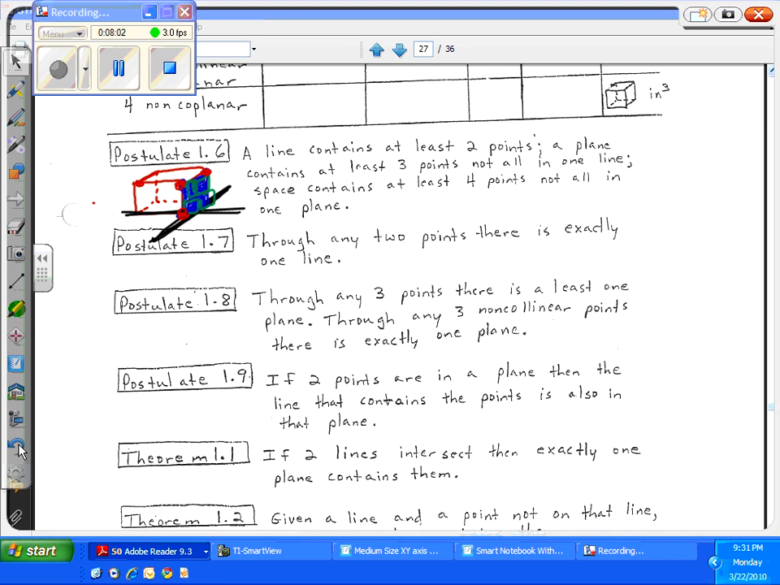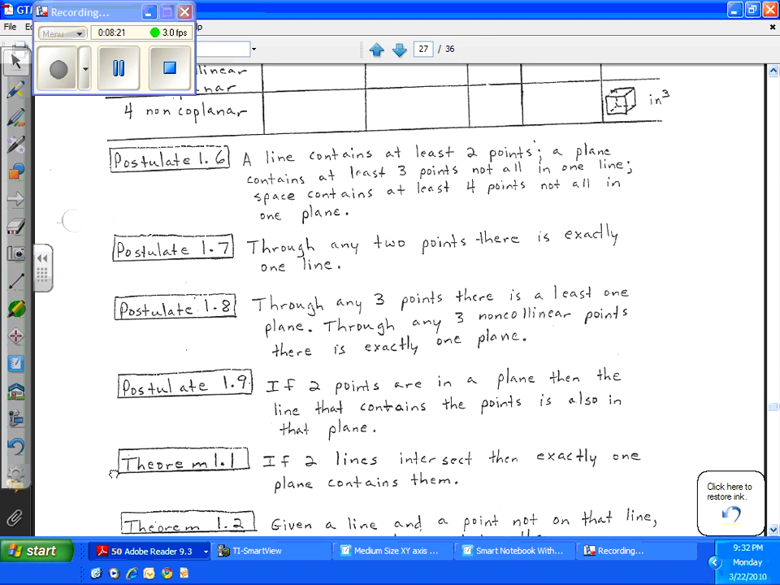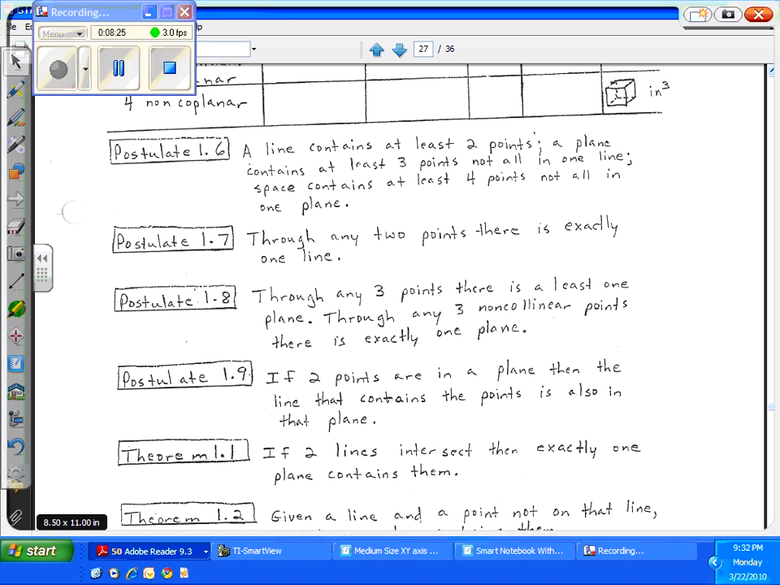So if I took a fourth point not all in the same plane as those, then it would take a 3-dimensional object to hit all 4 of those points. So we say that space, 3 dimensions, is determined by 4 points not all in the same plane, okay? So let's kind of review these a little bit. A line contains at least 2 points. A plane contains at least 3 points not all in the same line, or 3 non-collinear points. Space contains at least 4 points, not all in the same plane.